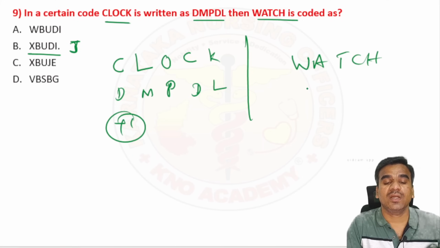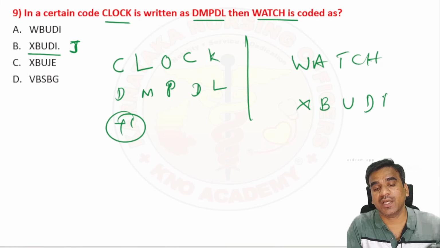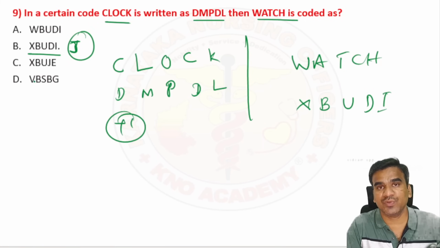So here we can see after W means X. Okay, A means B. T means U. Okay, then C means D. H means I. I should come, but instead of I, they have given J. So that's why many people have got confusion. Okay, but anyway, this will be the right answer.